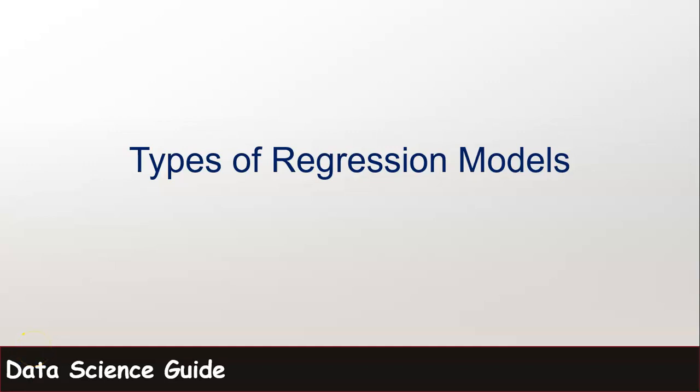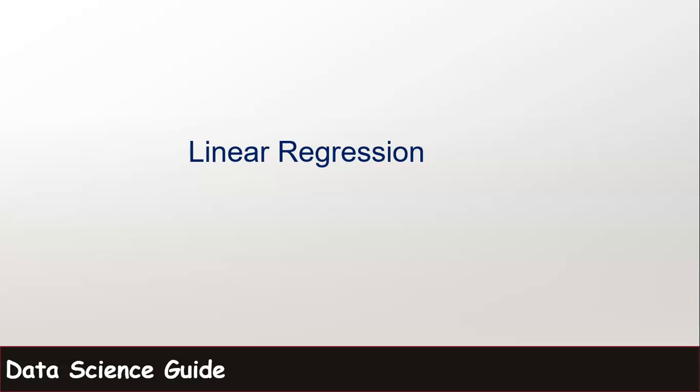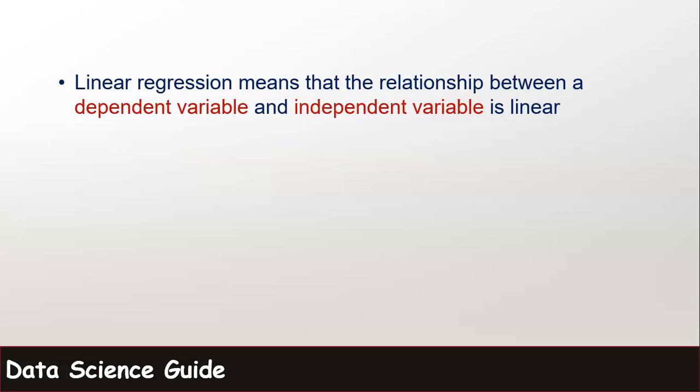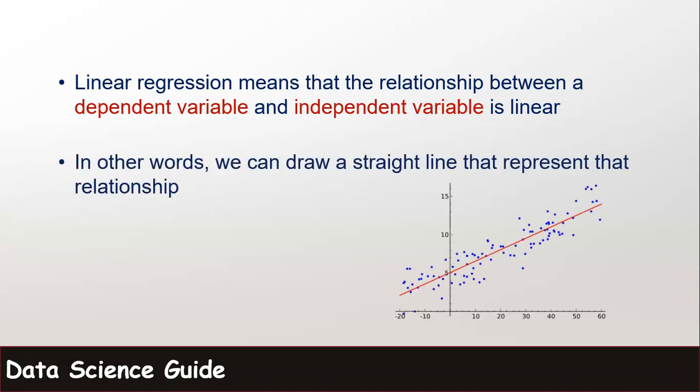Hello everyone, in this tutorial we are going to have a look at the types of regression models. The first one is the linear regression. Linear regression means that the relationship between a dependent variable and independent variables is linear. In other words, we can draw a straight line that represents the relationship.